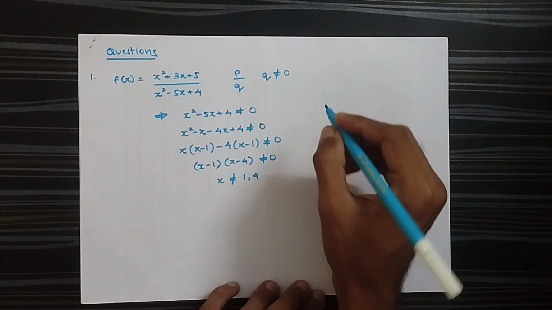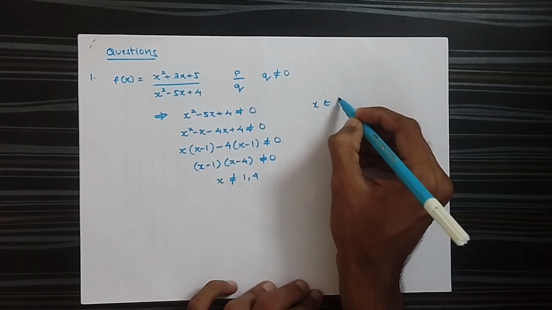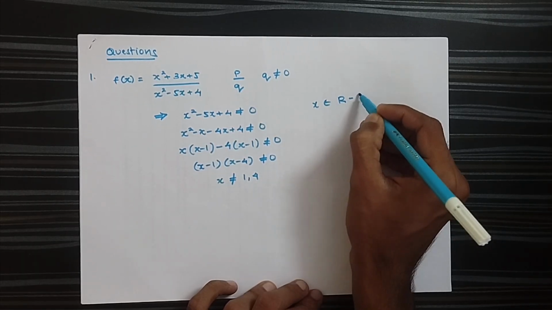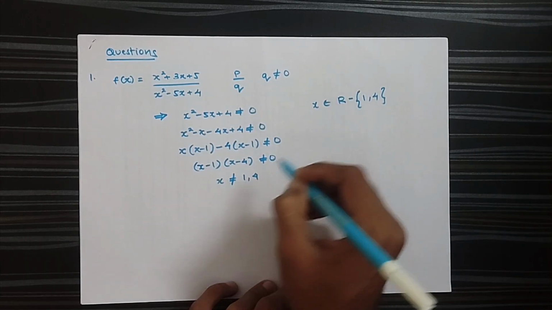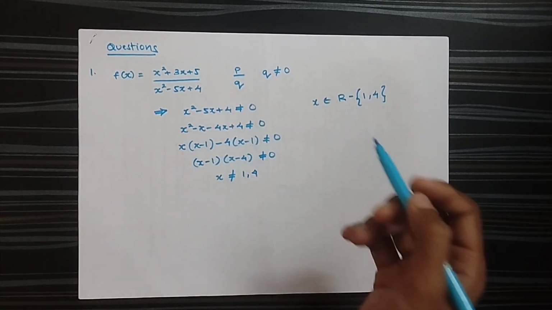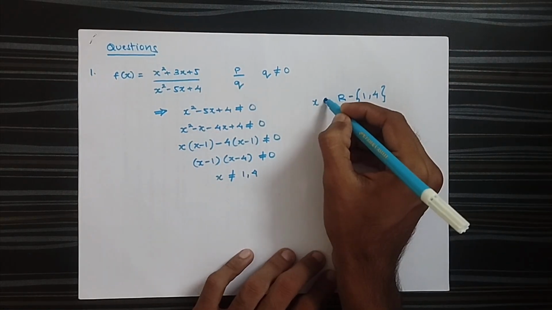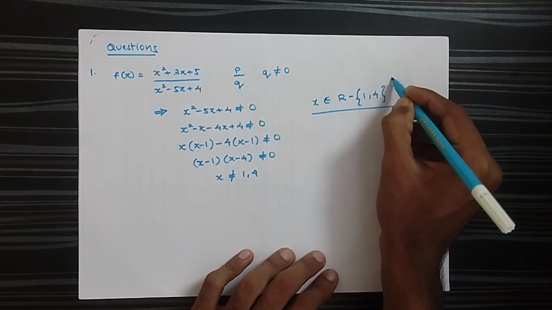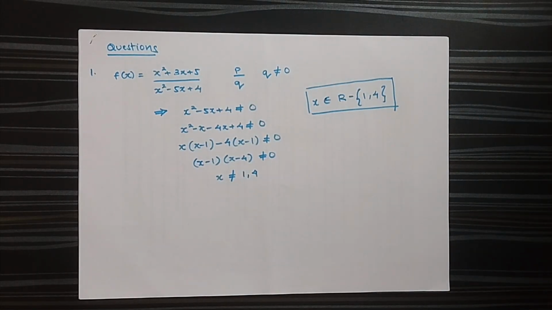So we can see that x is part of the real numbers minus the numbers 1 and 4, since giving 1 and 4 will make the denominator 0, which is not possible. So the domain would be R minus the set {1, 4}. That would be the answer.